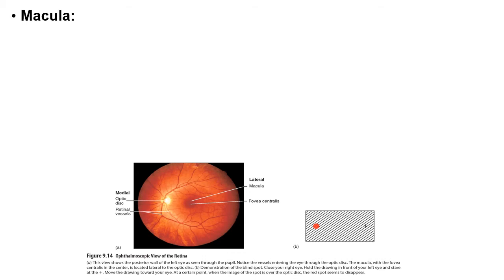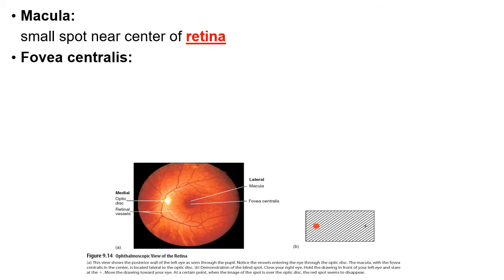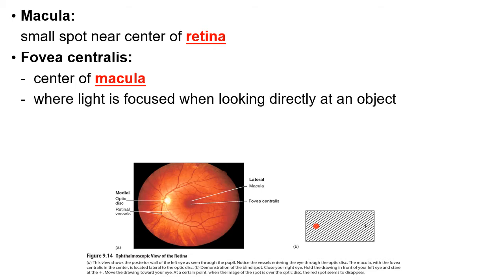So two other structures, the macula, which is the small spot in the center of the retina. If you see figure 9.14 at the bottom of the screen, it is showing a picture of the retina. The dark red spot in the center is the macula, and in the center of that is the fovea centralis. So think center of macula, fovea centralis. This is where light is focused when looking directly at an object. So as you're viewing these PowerPoint slides, your fovea centralis is where that image is being directed. The fovea centralis only contains cones. So lots of color, even black and white, which is considered color.